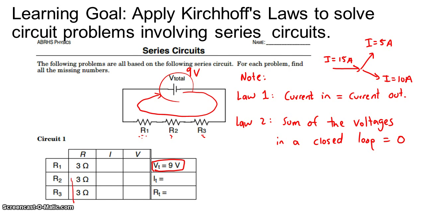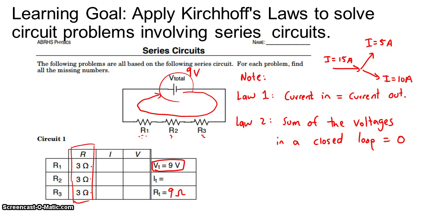Now, this problem, it tells us something about the resistances. 3, 3, 3. So you might remember when it's in series, the resistances add normally. So the total resistance is going to be 3 plus 3 plus 3. Well, because it's series, my total resistance is 9.